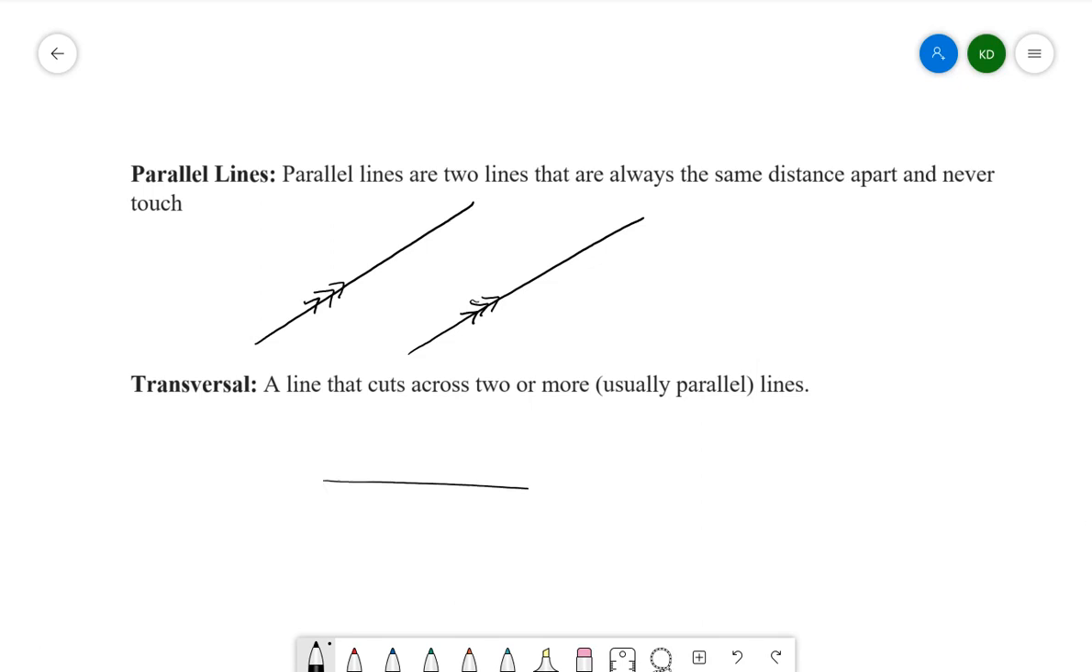For example, if I start with a set of parallel lines like so, and I take another line and I cut across those two lines, this third one that I just brought in would be called the transversal. When we have a set of parallel lines being cut across with the transversal, we have all of these different properties with angles. So what we're going to talk about is what all of these different angles are called and how we refer to them. It's going to be a whole bunch of definitions.